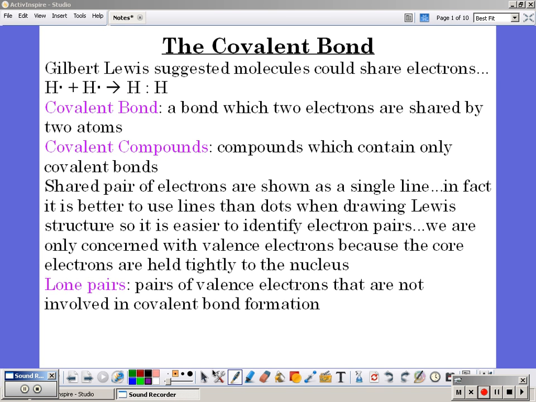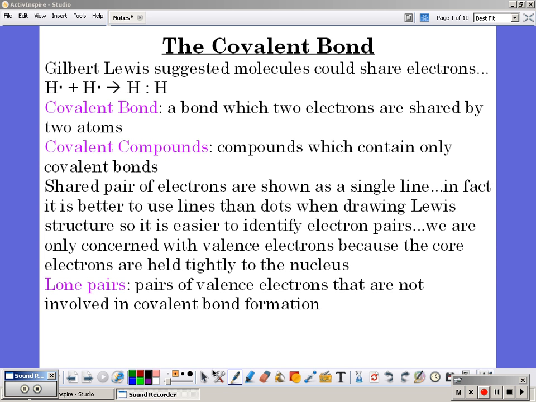Covalent bonds. Gilbert Lewis also suggested that molecules could share electrons. So we can take two hydrogen atoms and they could share their valence electrons to form their complete noble gas stability. A covalent bond then is a bond in which two electrons are shared by two atoms. A covalent molecule is a compound which only contains covalent bonds.